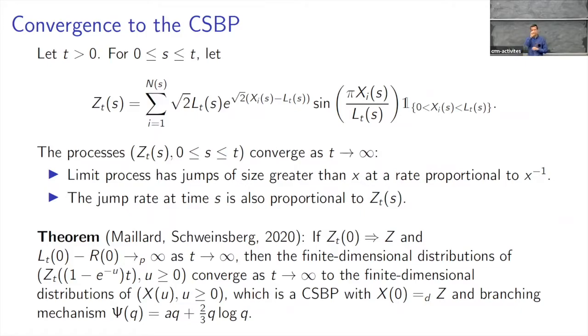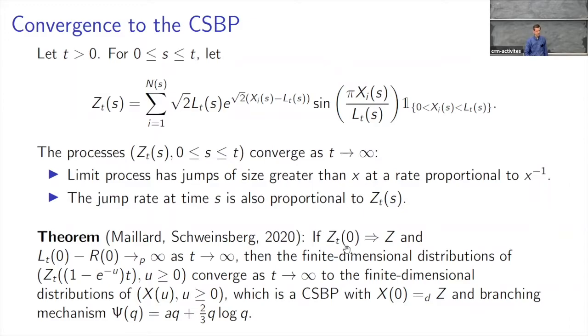Now, when a particle does reach L_t(s) minus a, then its contribution will be roughly proportional to the number of its descendants that reach L_t(s) minus a minus y, which is going to be proportional to the random variable W on the previous slide. And therefore, jumps of size greater than x will occur at a rate proportional to 1 over x. And the jump rate will also be roughly proportional to the size of the process at time s. So once again, we see that the jump rates should be matching the jump rates in Neveu's continuous state branching process. And we can summarize that here in a precise limit theorem.